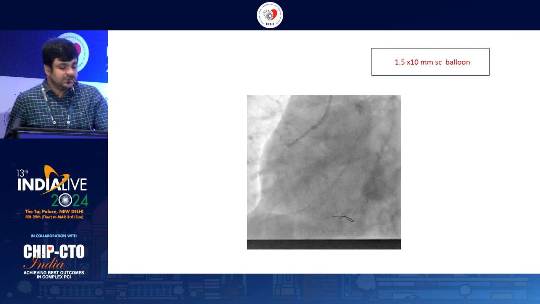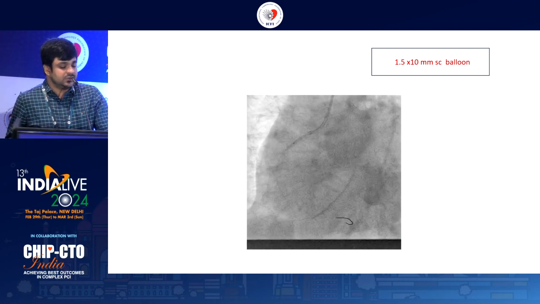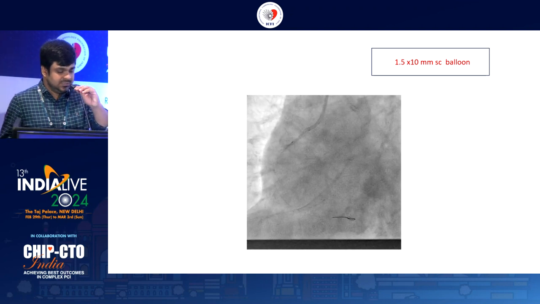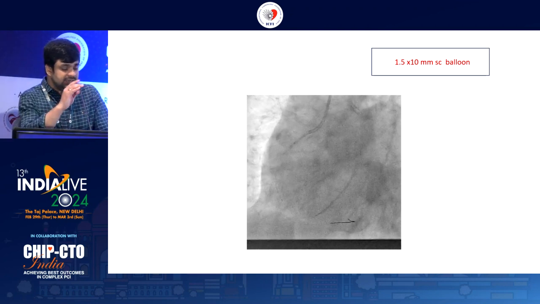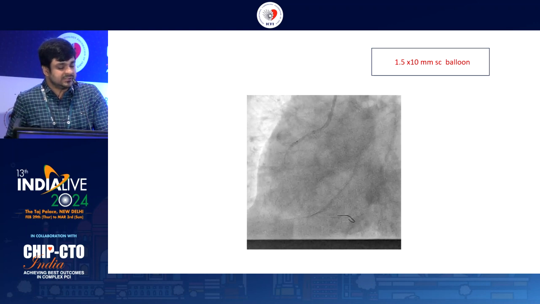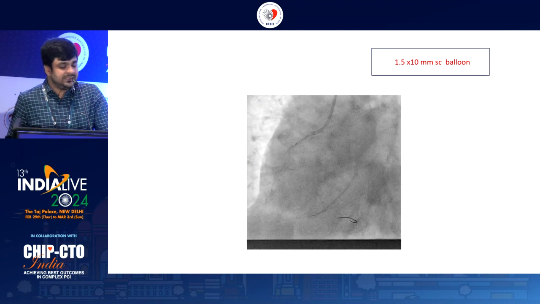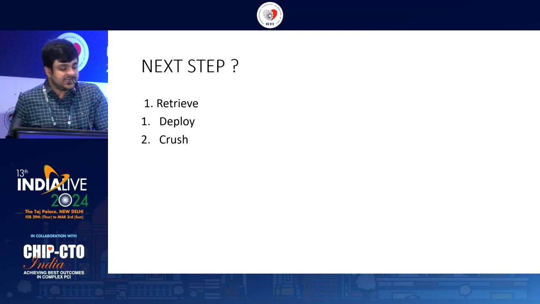So we took a 1.5 balloon to cross the stent to retrieve the stent, but it is not crossing distally. Still it is stuck here. The 1.5 balloon is stuck here. So our next plan is whether to retrieve, deploy, or crush the stent.